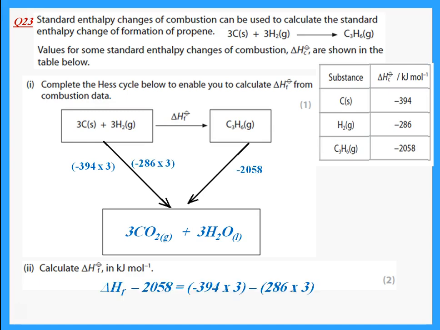So when we have all of this, the delta HF minus the minus 2058, which is the combustion of C3H6, is equal to the other side, and the other side is combustion of 3 carbons. Please do not forget that the values he gives in the table are for burning of 1 mole of carbon, but in our reaction we have 3 carbons, so we have to multiply by 3. We have 3 hydrogens, so we have to multiply the value for hydrogen by 3. Solving for delta H of our reaction will give this value.